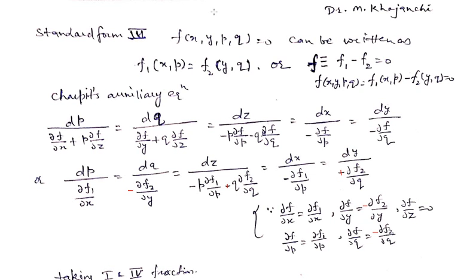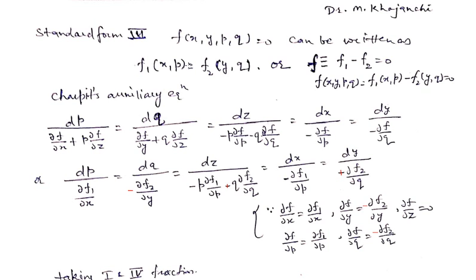Hello students, today we discuss one more method to solve non-linear partial differential equations of order 1, if the given equation is in some particular form. Here the form contains the variables x, y, p and q only, meaning variable z is absent, and at the same time the given equation can be separated into the terms of x, p and y, q separately.